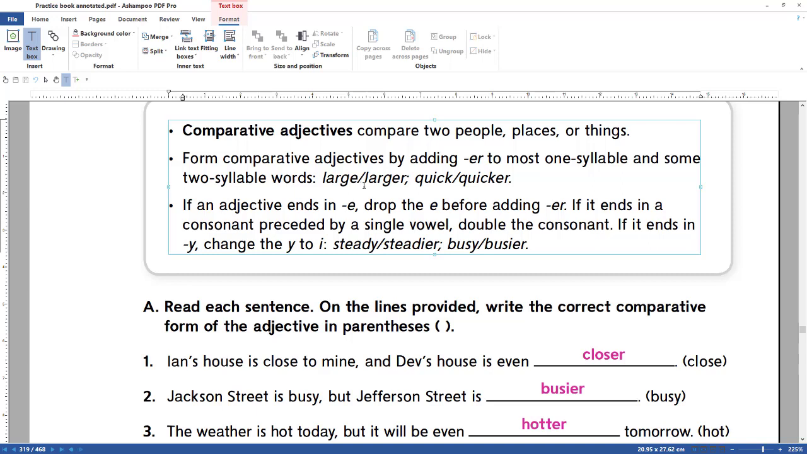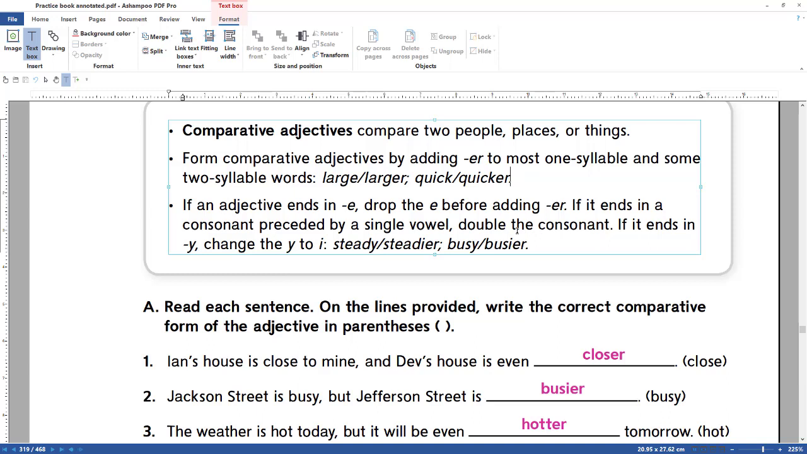But if it ends in a consonant preceded by a single vowel, what does it mean? If the last letter in the adjective is a consonant, then let's check the letter before it, and if you find a single vowel, in this case we have to double the consonant. We have to write the consonant two times, then we can add the er. I think this one is clear.